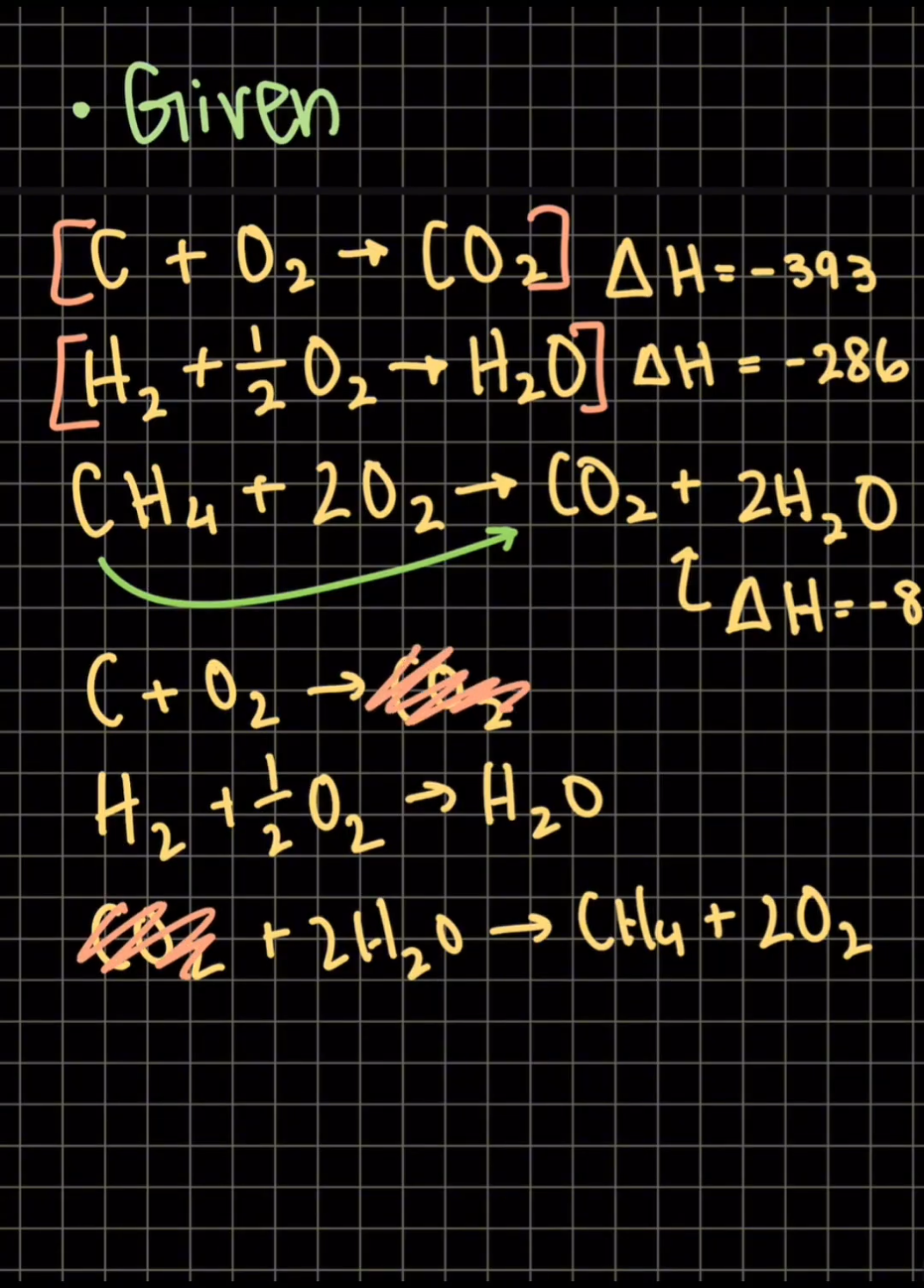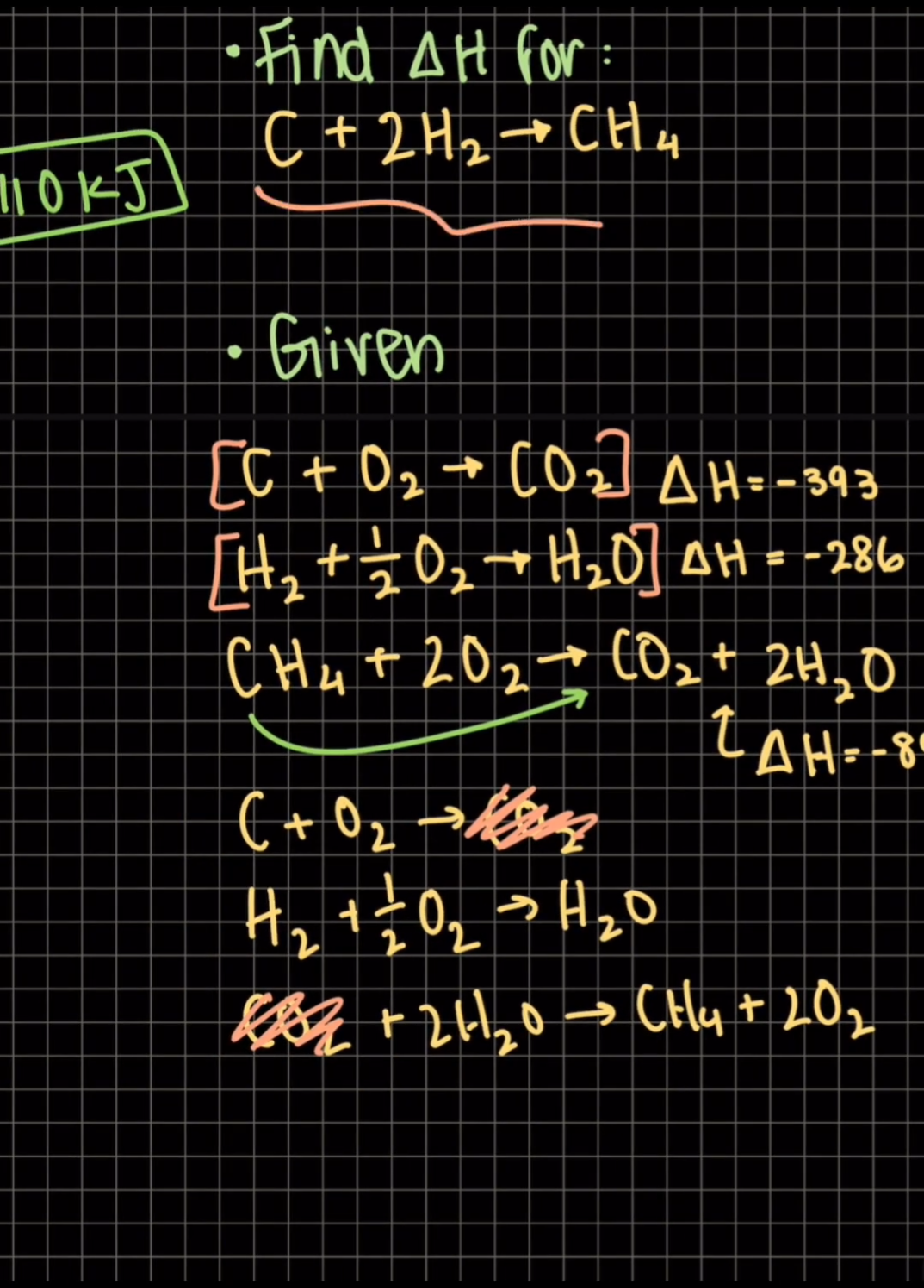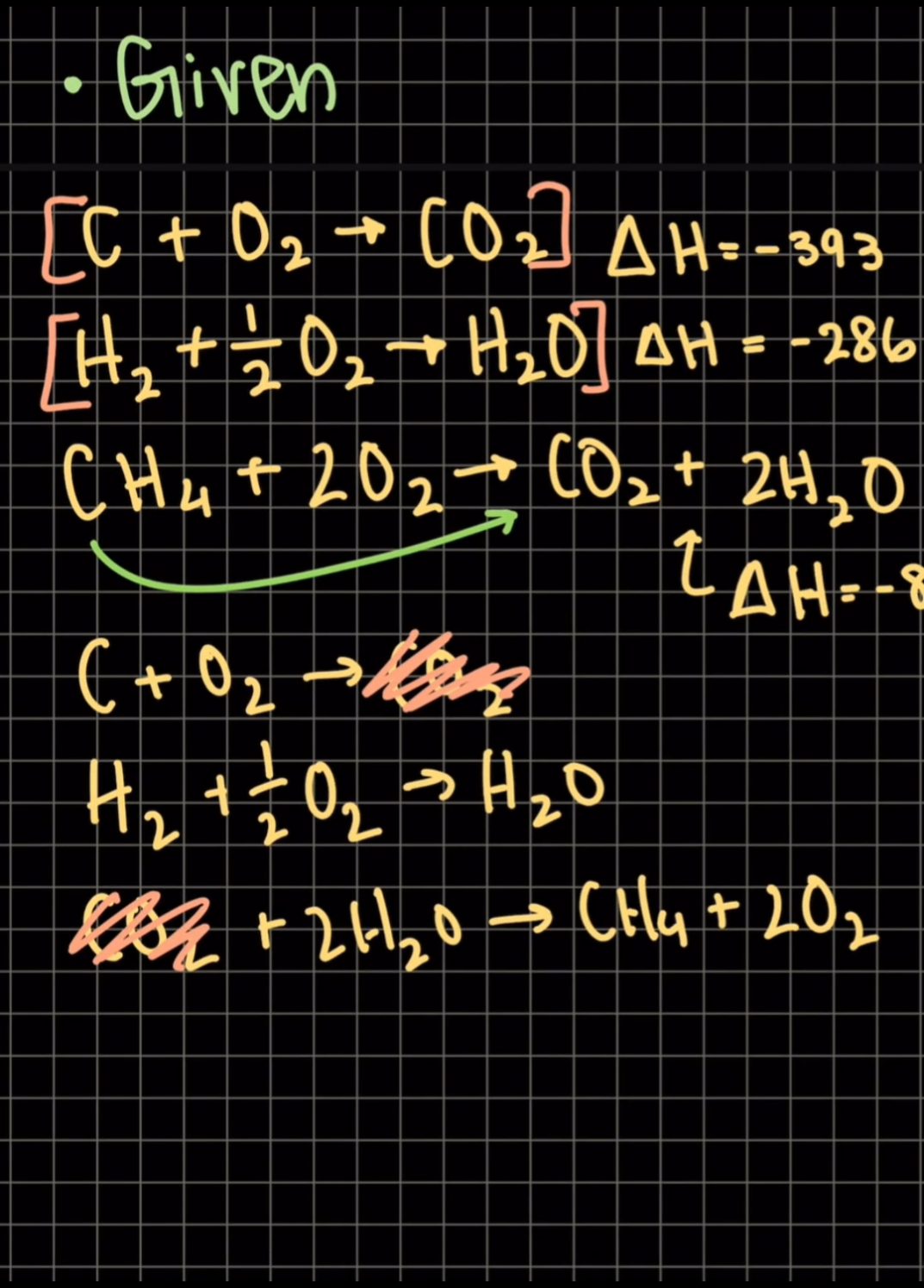I see there's an H2 over here. There's also an H2 over here. They're on opposite sides, meaning that I can cancel them out. But wait, I don't have an H2O in my goal equation, meaning that these will need to be canceled out fully. And all the moles need to be canceled out.